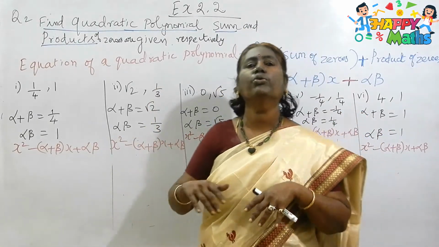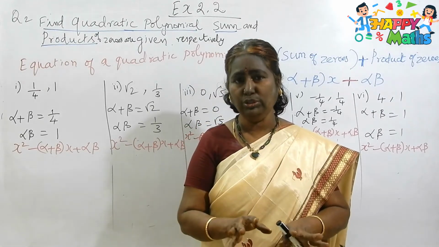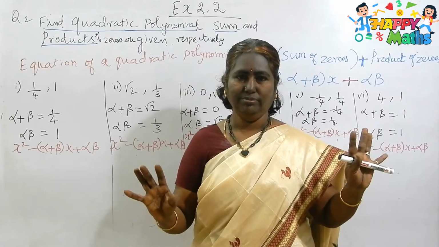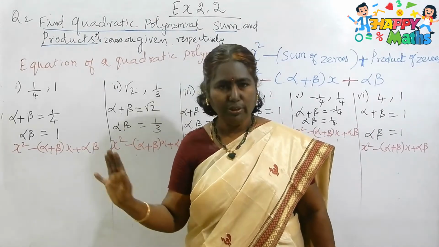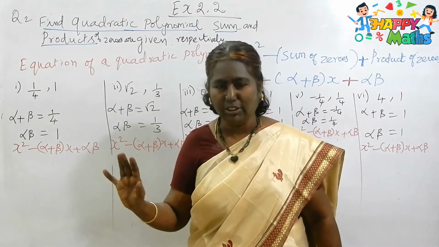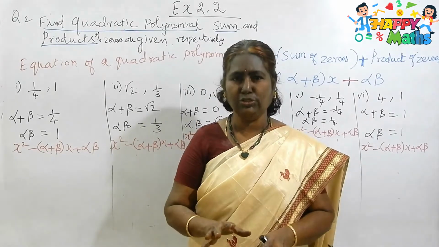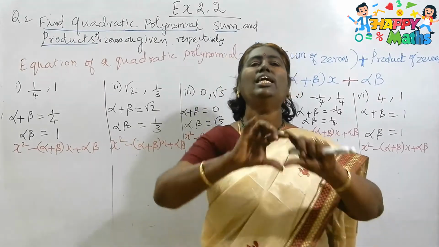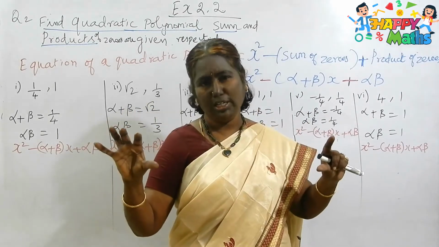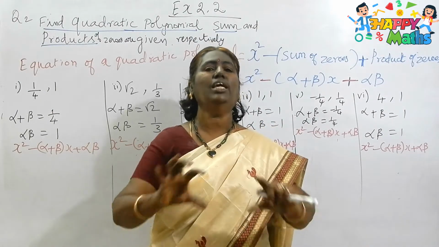See, in question number 2, what are we going to do now? Here they have given the sum of the zeros and the product of the zeros. You are supposed to find out the equation. That is question number 2. We are not going to find the zeros of any polynomial, and we are not going to find any factor of any polynomial. We are going to do the reverse action. They have given the answers to you. You are supposed to find out the equation, the quadratic equation, or quadratic polynomial.